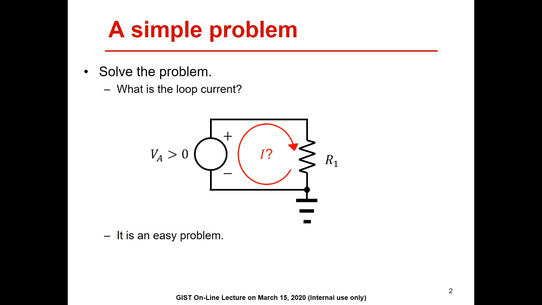Let me introduce an easy problem. What is the loop current? Of course, the answer is that the loop current is V sub A divided by R sub 1. Yes, it is an easy problem. However, by adding more components, we can generate much more complicated problems. Therefore, we need a formal way to analyze the circuit.